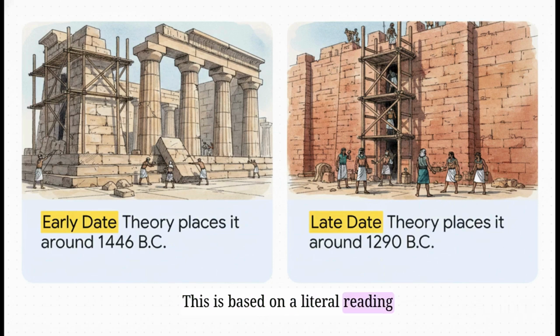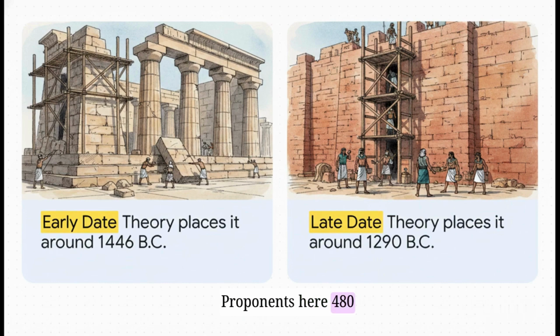This is based on a literal reading of 1 Kings 6:1, which says Solomon began building the temple 480 years after the Hebrews left Egypt. Since most agree Solomon's temple construction kicked off in 966 BC, you just do the math and boom, you're in the 1440s. On the flip side, we have the late date theory. This puts the event around 1290 BC.